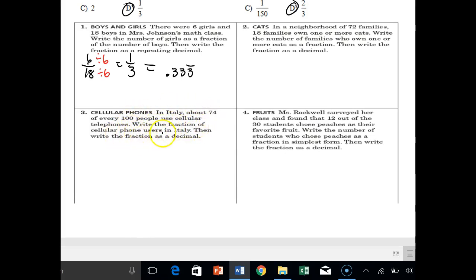Right? And the last one, in Italy, 74 out of 100 people use cellular phones. Write the fraction of cellular phone users in Italy. Then write the fraction as a decimal. So 74 out of 100. We can simplify this, or we can just say, hey, it's base 10. When it's base 10, I don't have to simplify anything. I can just literally read it as it is. That's 0.74. You should be overjoyed when you see base 10, as in 10, 100, or 1,000, because then you can just read the numerator and say, oh, that's the decimal.